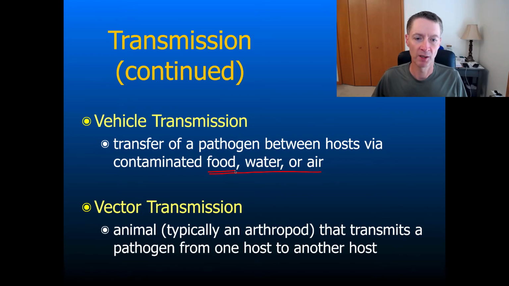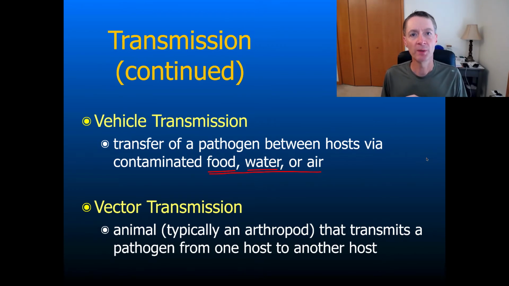Classic ones here would be contaminated food, right? If there's some kind of contaminated food in the grocery store and you buy it, that could be your source. It's a vehicle transmission. Or water with cholera, right? Would be a good example.